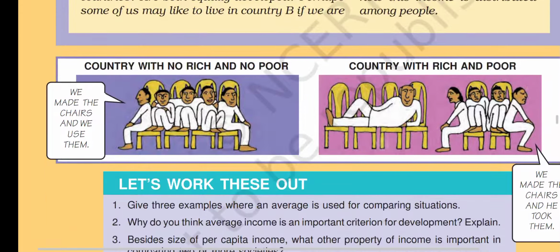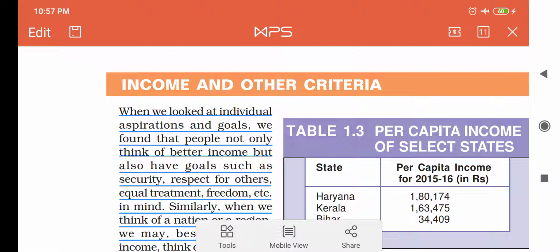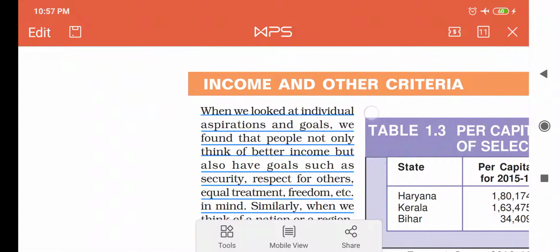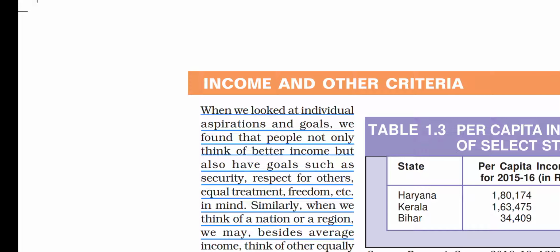After knowing this, let's move on to the next part of the chapter, income and other criteria. What are the other criteria? Already we have seen income is the main criterion for comparing countries. What are the other criteria we have to compare countries on? When you look at individuals' aspirations and goals, we found that people not only think of better income but also have goals such as security, respect for others, equal treatment, freedom, etc. Remember, in our previous video, we already learned about these non-material goals.